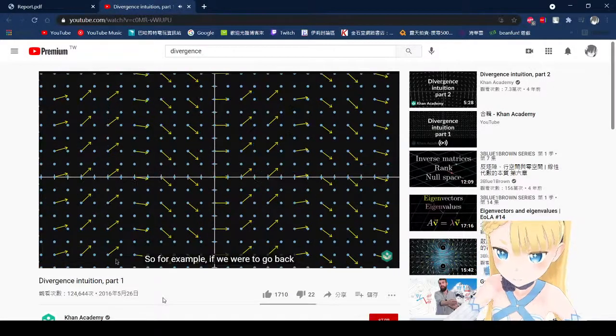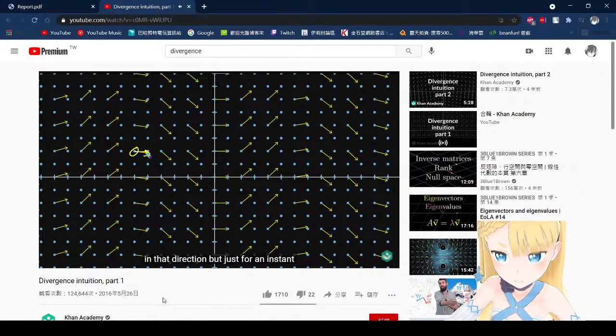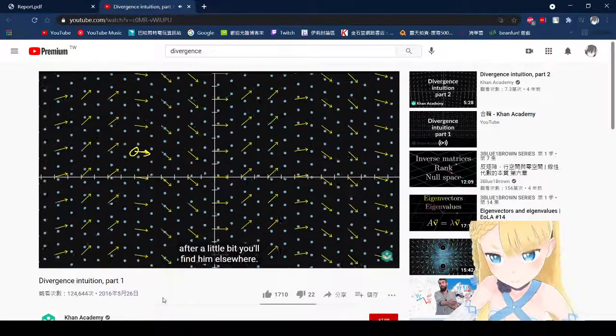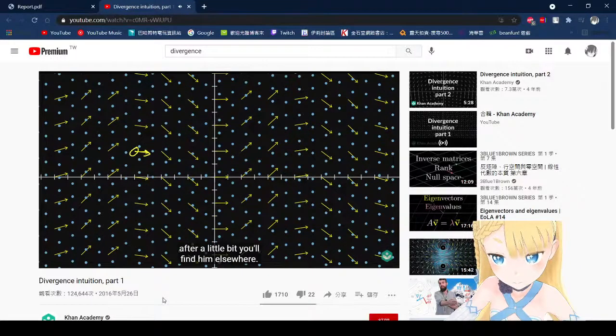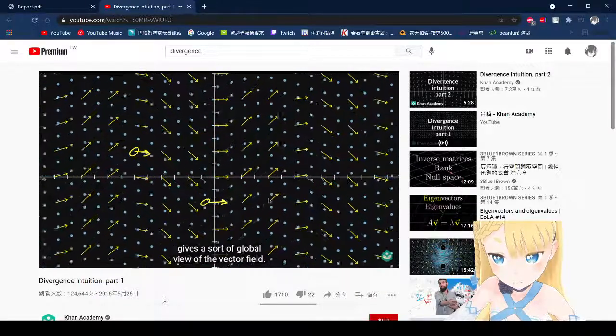So for example, if we were to go back and focus our attention on just one particle, like this guy, he's attached to this vector, so he'll be moving in that direction, but just for an instant, because after he moves a little, he'll be attached to a different vector. So if you let it play and follow that particular dot, after a little bit, you'll find him elsewhere. I think this is the one, right? And now he's going to be moving along this vector, or whatever one is really attached to him. And thinking about all of the particles all at once doing this gives a good global view of the vector field.